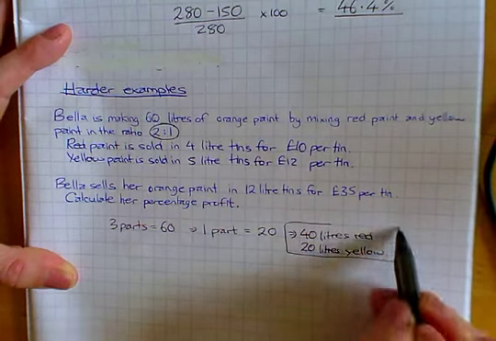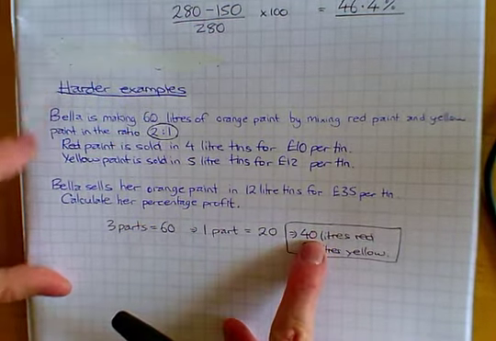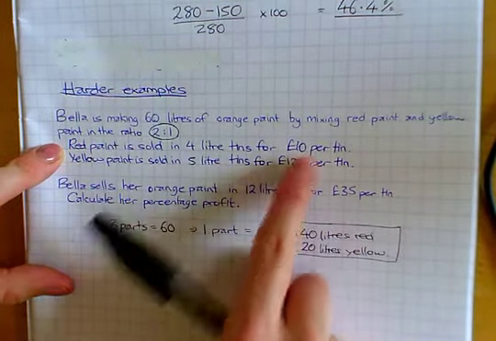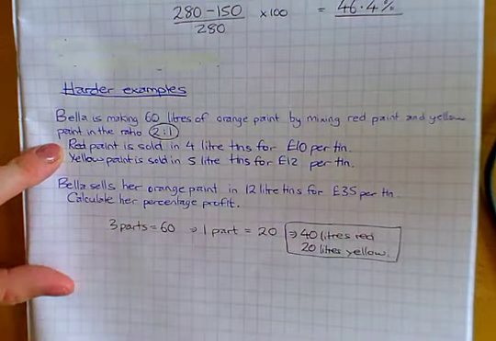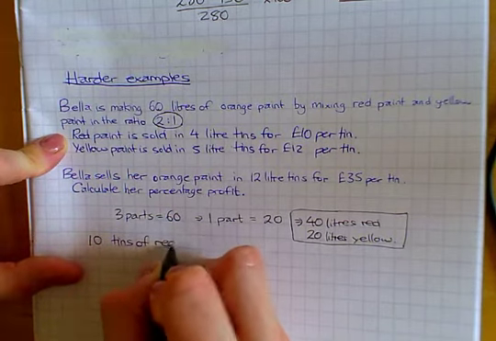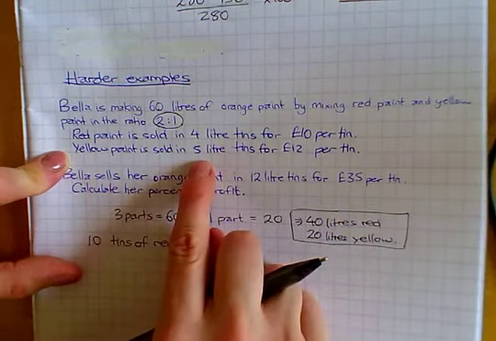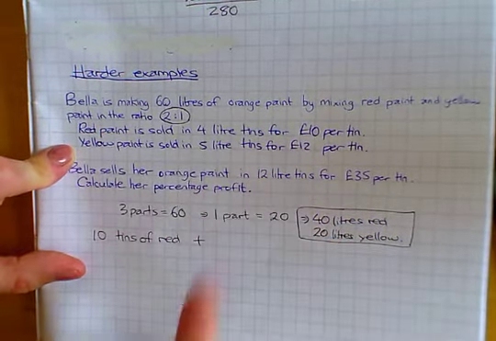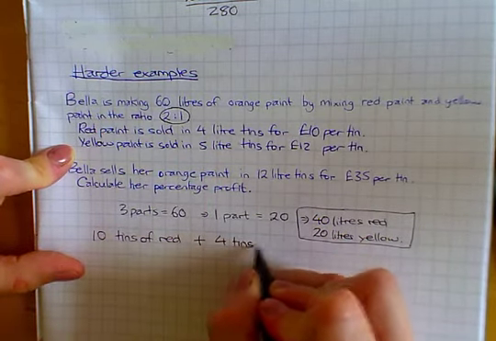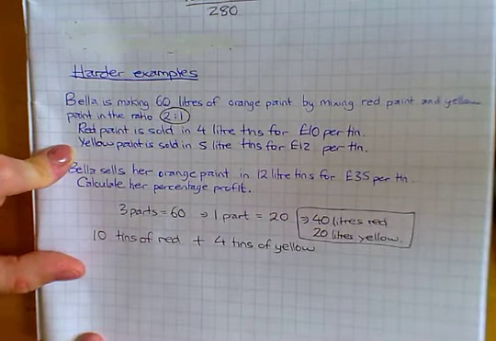And then I can use that to help me calculate how much she needs to spend. So to buy 40 litres of red paint, well, red paint is sold in 4 litre tins for £10 per tin. So she's going to need to buy 10 tins of red paint. And she needs 20 litres of yellow paint, which is sold in 5 litre tins for £12 per tin. So she's going to here need to buy 4 tins of yellow paint. And I can calculate that by doing 20 divided by 5, and that tells me she needs 4 tins of yellow paint.